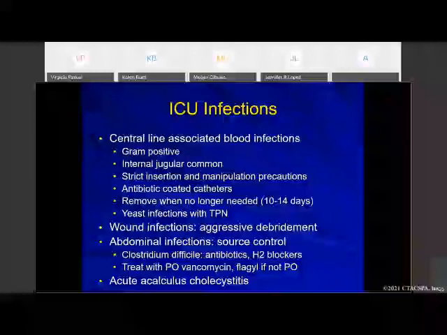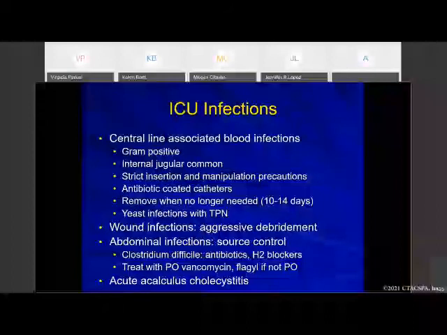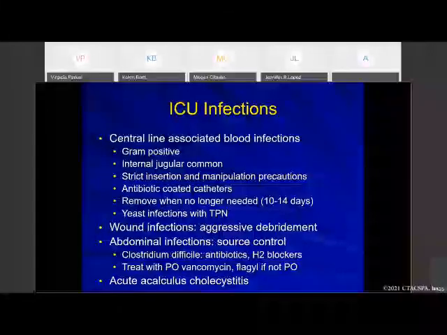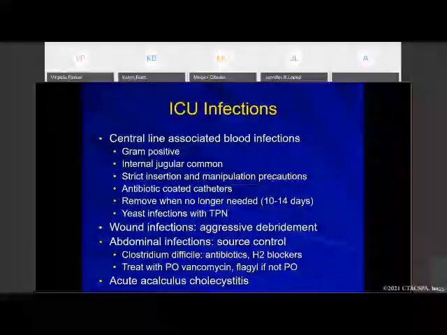Wound infections, you want aggressive debridement. Abdominal infections, you need source control. I threw in Clostridium difficile, not that it's an abdominal infection, but it's in your gut. Comes from antibiotics, maybe H2 blockers. Now, almost everyone's treated with PO vancomycin because they're worried about Flagyl not working on some of the more resistant Clostridial infections. But if you can't give PO for whatever reason, you can still use IV Flagyl.